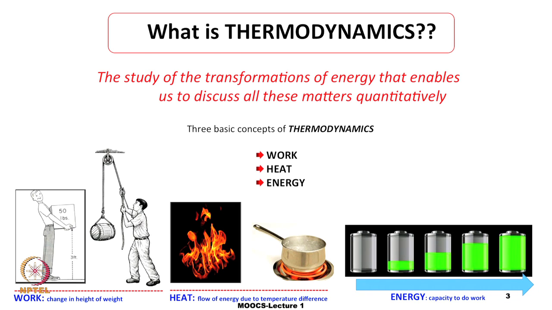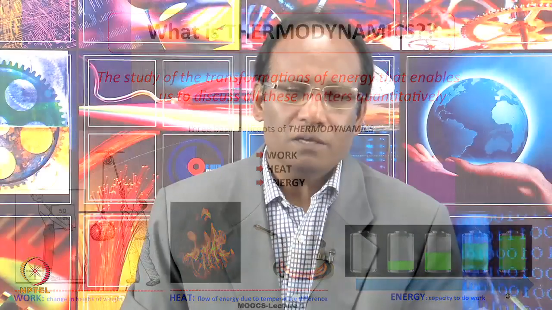Energy, what is energy? Energy is the capacity to do work. Like here we see that the cell is charged to different levels. That means the capacity of this system to do work is different. The one on the rightmost side has the maximum capacity to do work. Similarly, if we take an example of a spring, when the spring is wound completely, it has the maximum capacity to do work. When the spring is unwound, it does not have a capacity to do work. So, energy is the capacity to do work.